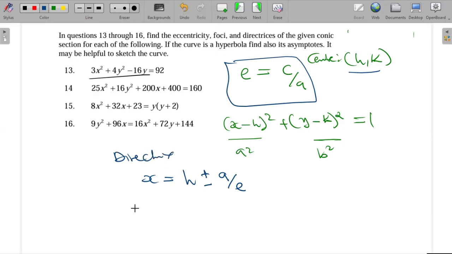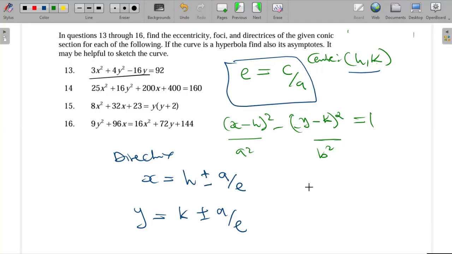And then if it's in the y, of course, you're going to have k plus or minus a over e, like this, k being that coordinate of the center. So this is good to note. Another thing here, so recall here, let me put a negative just for demonstration's sake.